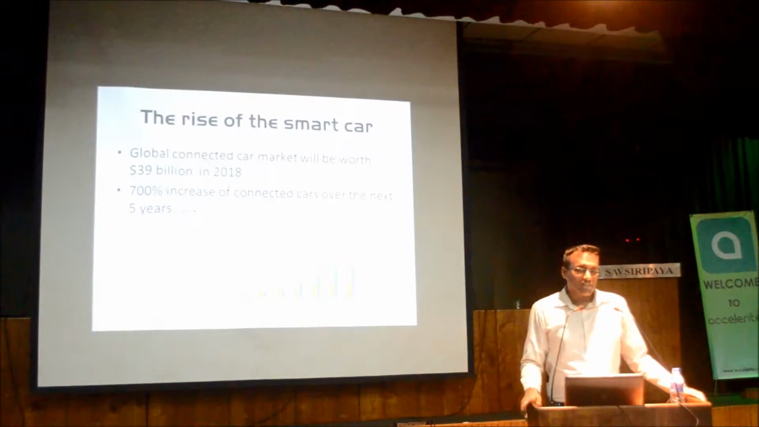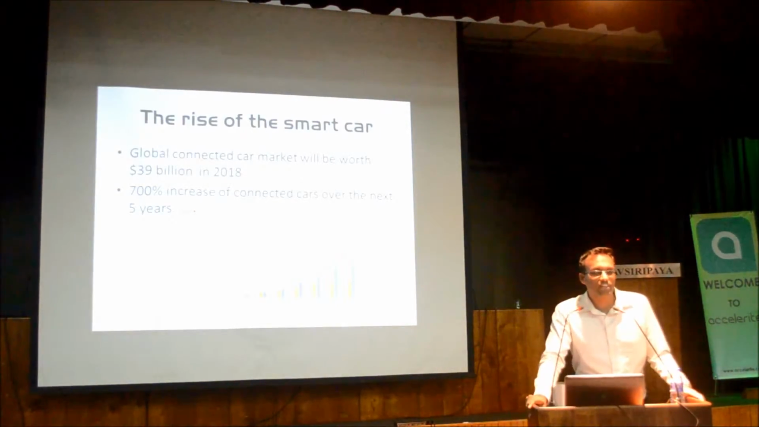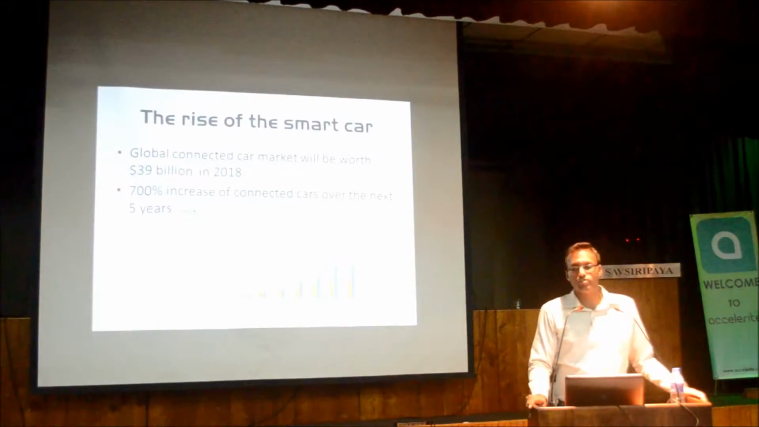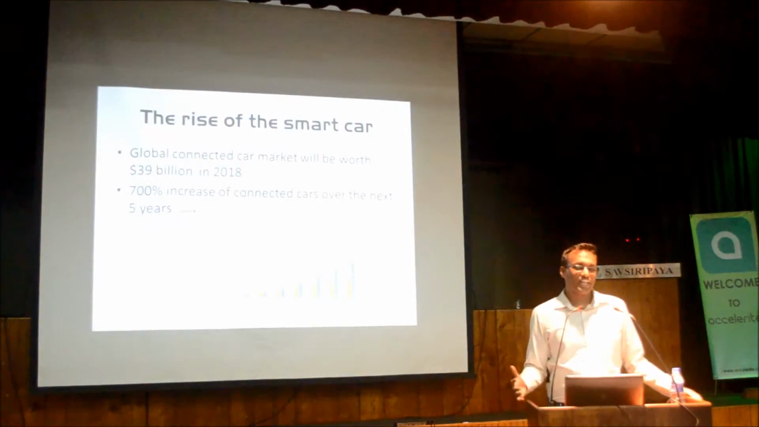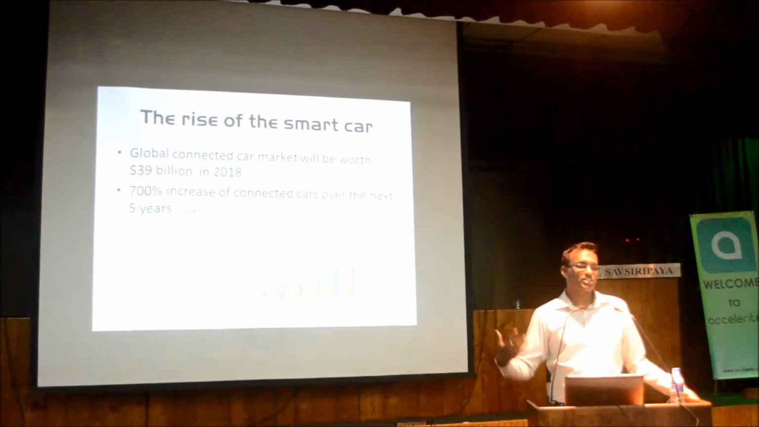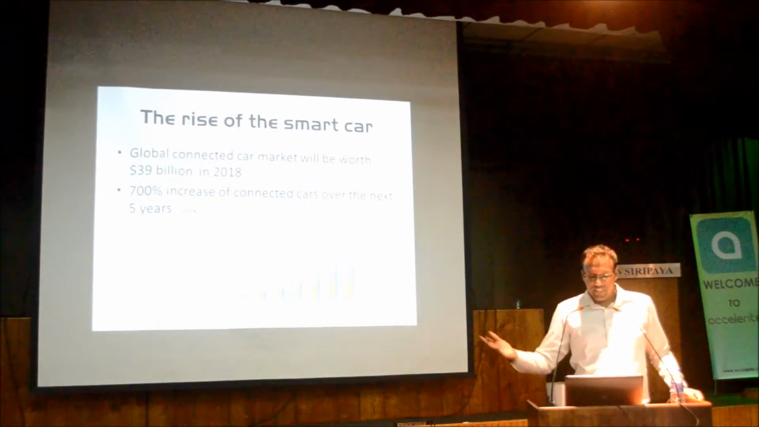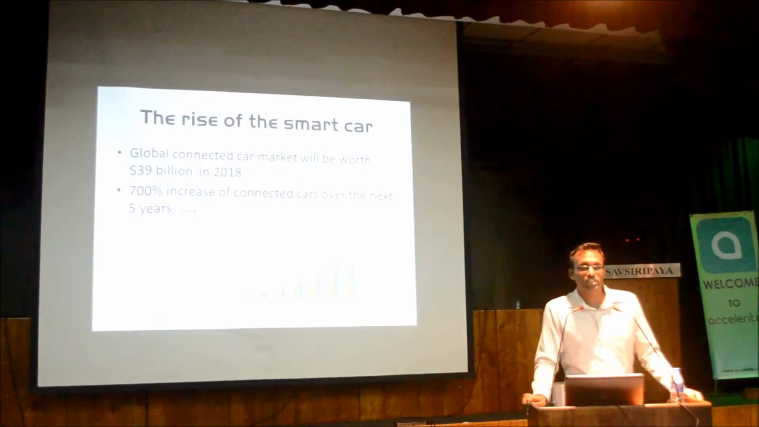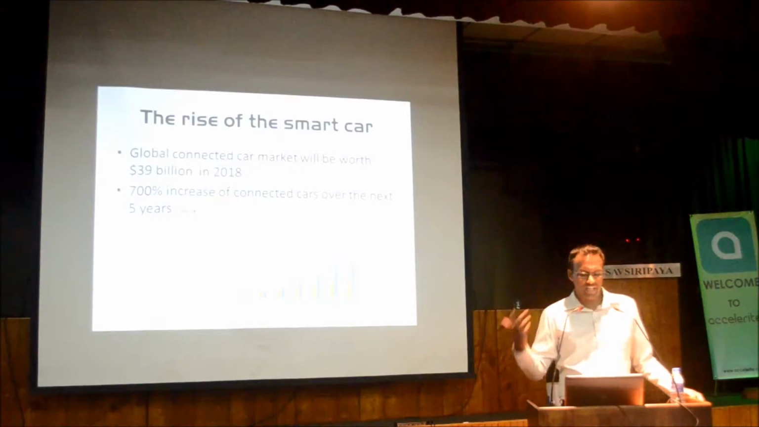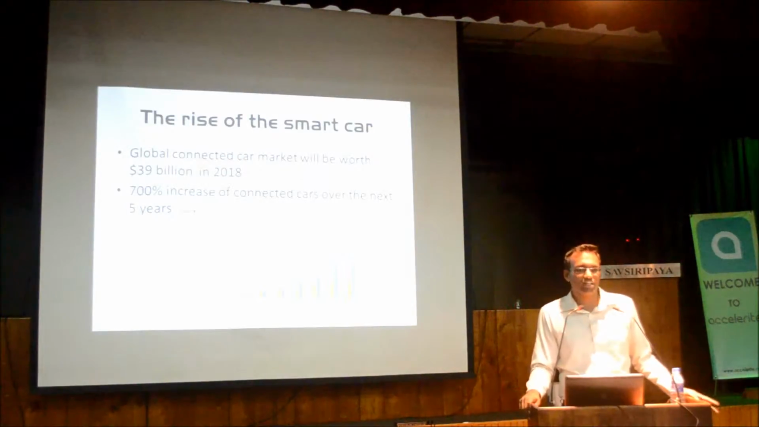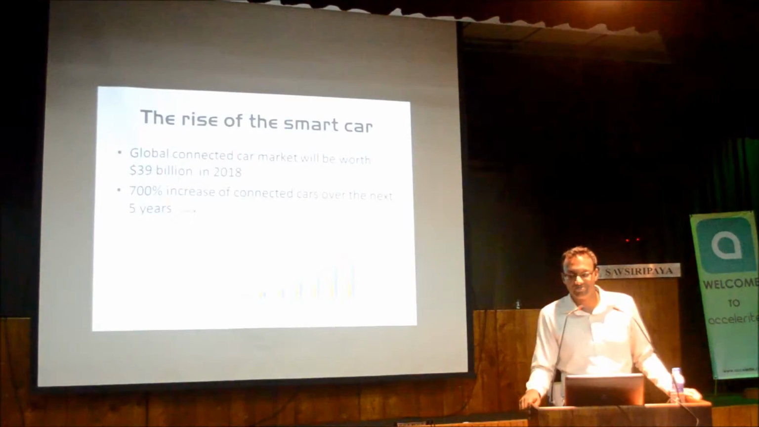When we talk about the smart car, connected car, the GSMA, the global body for mobile operators, have been working on the connected car forum, which is part of the connected living program. There have been a lot of initiatives in that area with collaborations from industry leaders like Microsoft and IBM. They have predicted that the global connected car market will be worth $39 billion in 2018, which I can remember was something around 13 billion in 2012. So it is a threefold increase in 5 years.